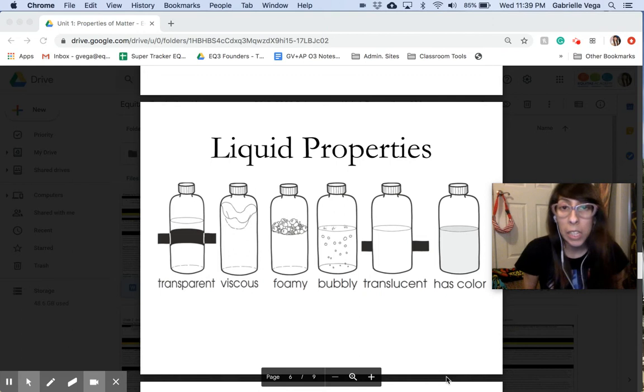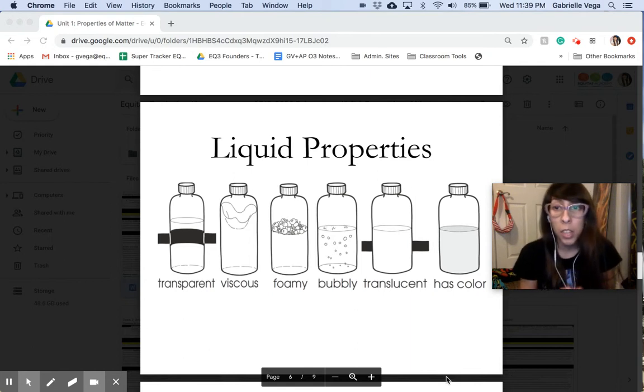Like I said earlier in the week, today we're going to be doing a quick experiment to practice all that we've been learning about with solids, liquids, and gases, and understanding physical and chemical changes. And the first thing we're going to do is quickly review our liquid properties.